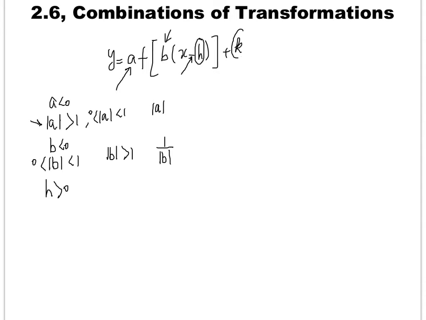k is the translation about the y-axis. If k is greater than 0, then we are going to move the graph up along the y-axis by k units, and if k is negative, then we are going to move the graph k units down. So these are all the factors or parameters which affect the transformation of a function. Now we are going to solve a couple of questions here.